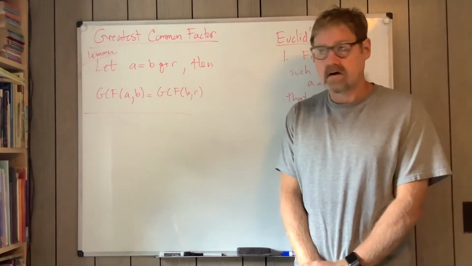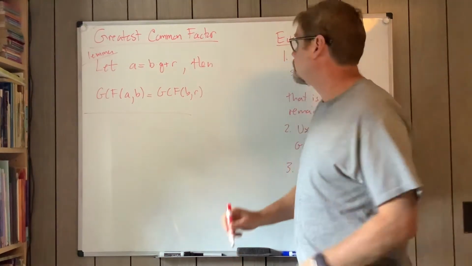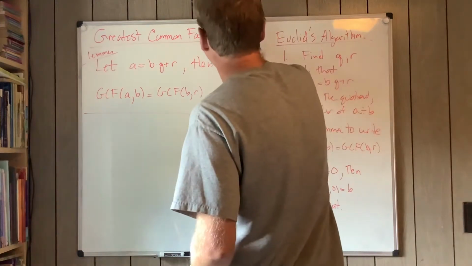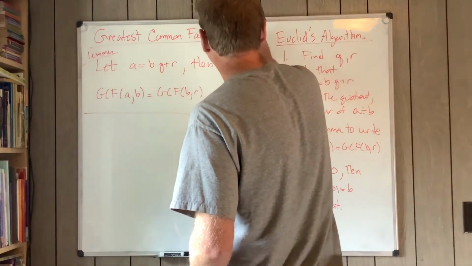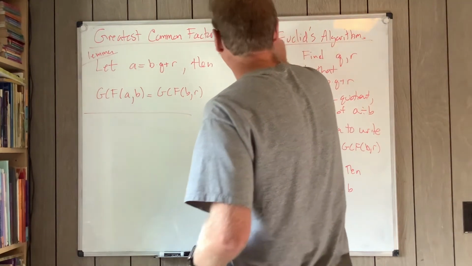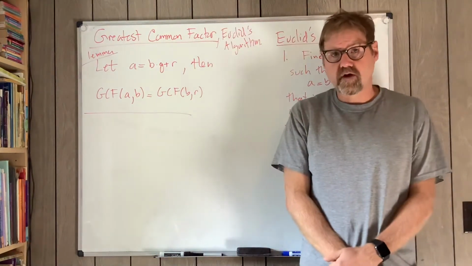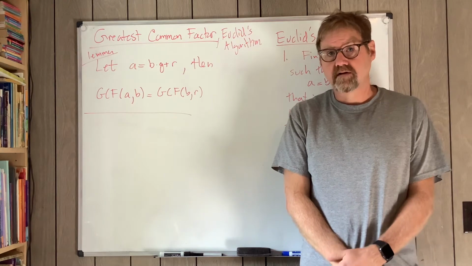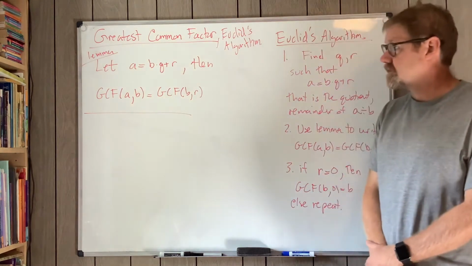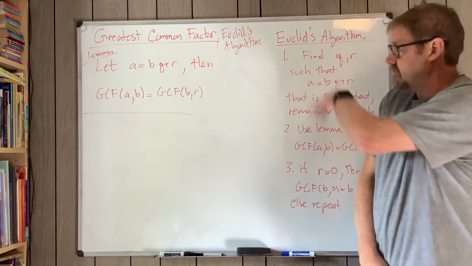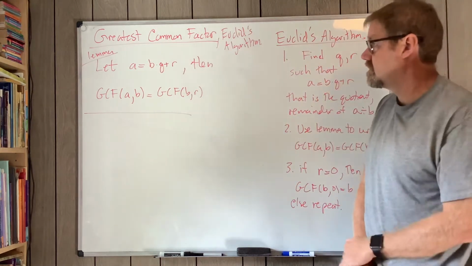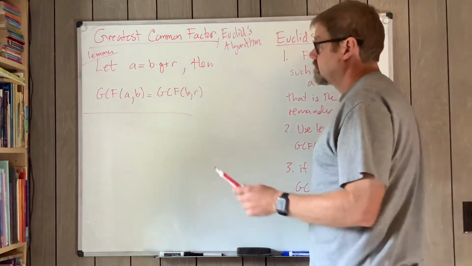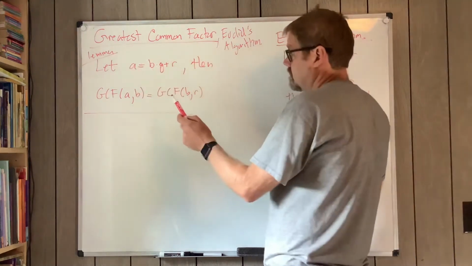Okay, so we're on greatest common factor, and this is going to be called Euclid's algorithm. This is an alternative way to find the greatest common factor of something. I've got the steps over here, but we're going to ignore the man behind the curtain. All right, so I've got a little lemma here.